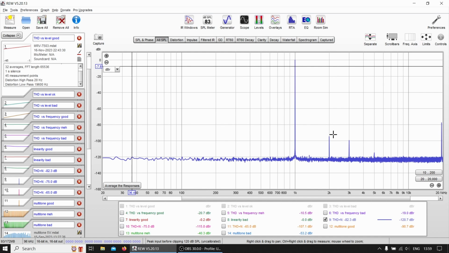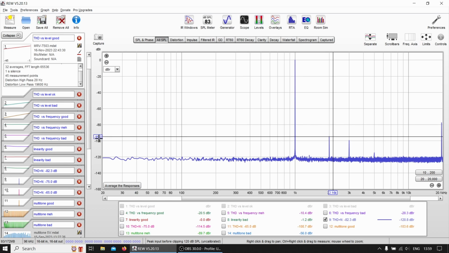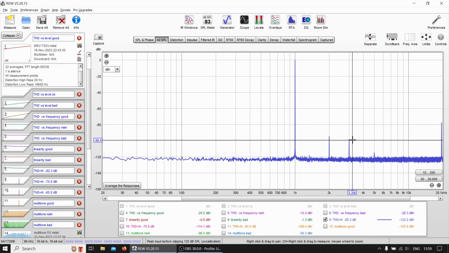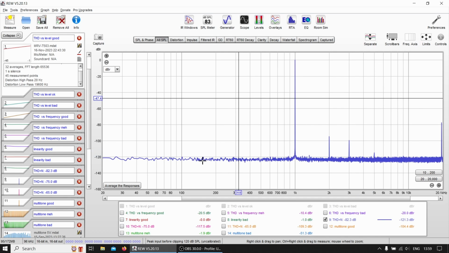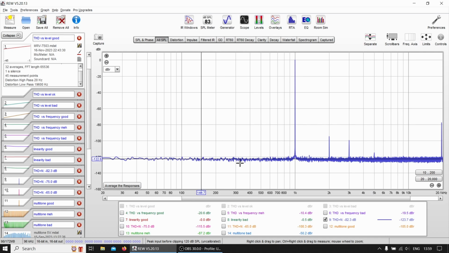So the second harmonic, this one is at minus 95 dB, which is extremely low. Then you have the third harmonic at minus 100, and the fifth one at minus 114. This wiggly thingy at the very bottom is the noise floor of the amplifier. And again, it could be higher, it could be lower. So in my book, something like this is a very good measurement.